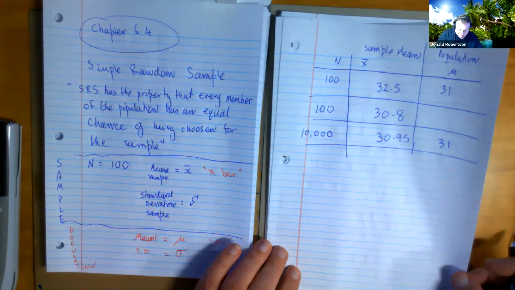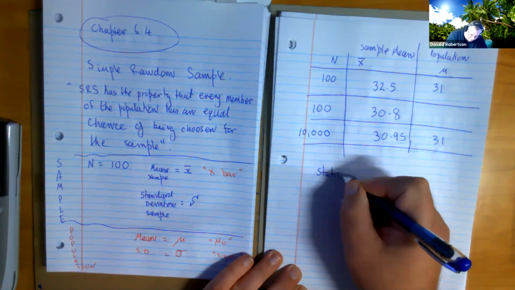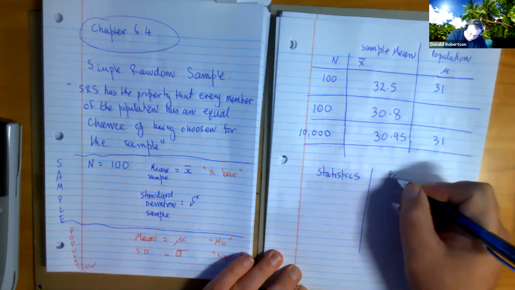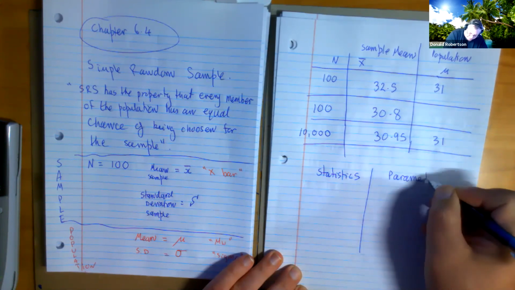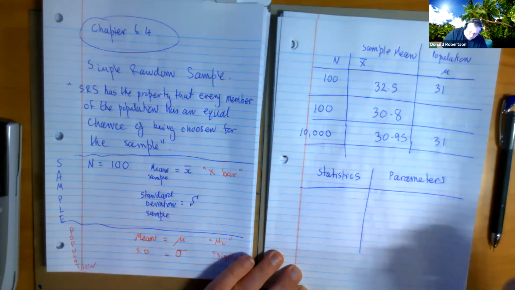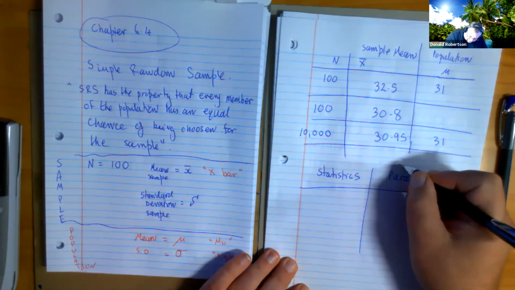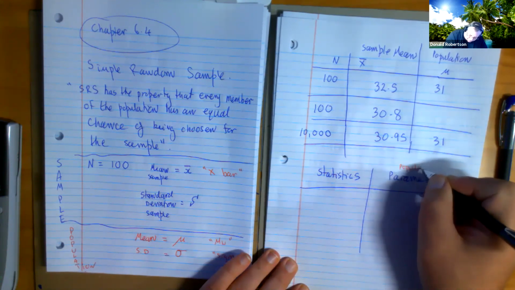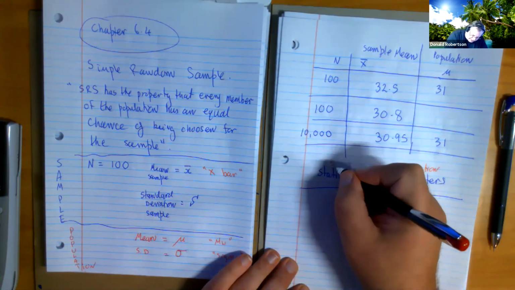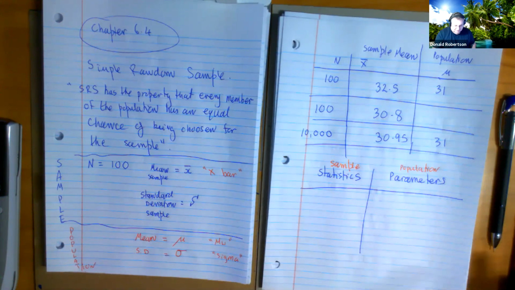Now, terminology. Some things are called statistics, and some things are called parameters. If the number, and they're both numbers, if the number came from a population, then we call that a parameter. If it came from a sample, that number, we would call it a statistic.